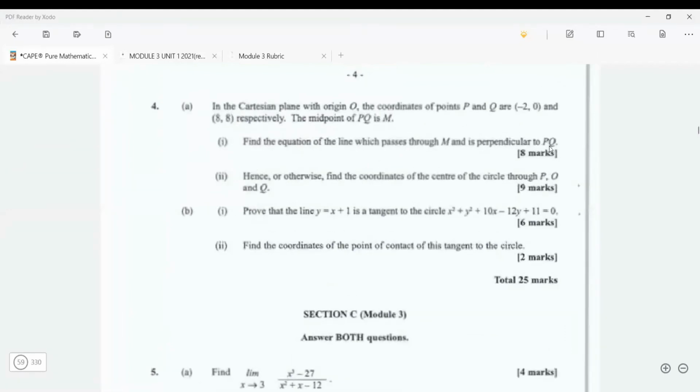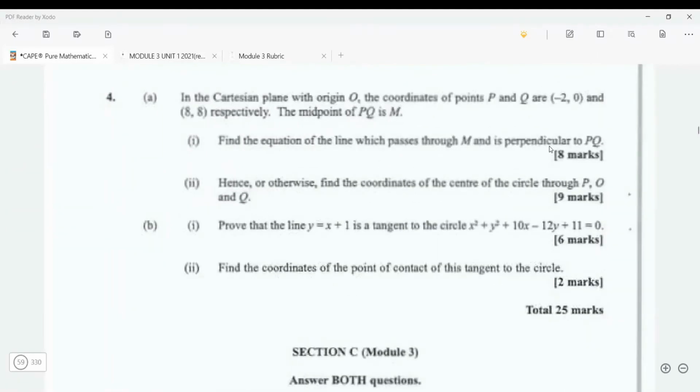All right, so this is question 4. We're at question 4 now, still in module 2, and it says in the Cartesian plane with origin O, it tells you the coordinates of P and Q, and says the midpoint of PQ is M.